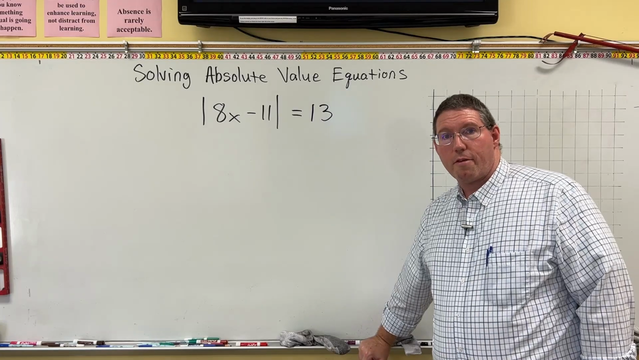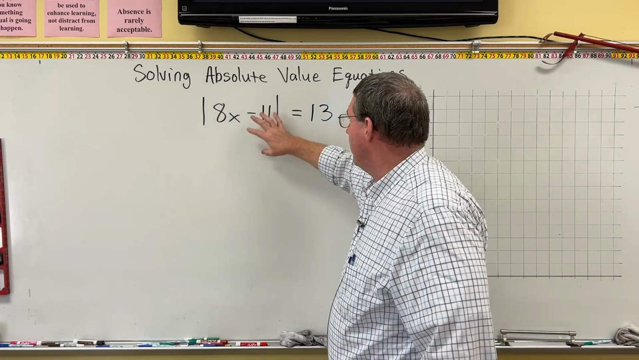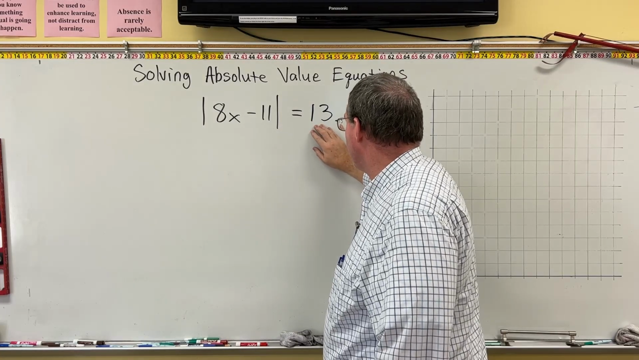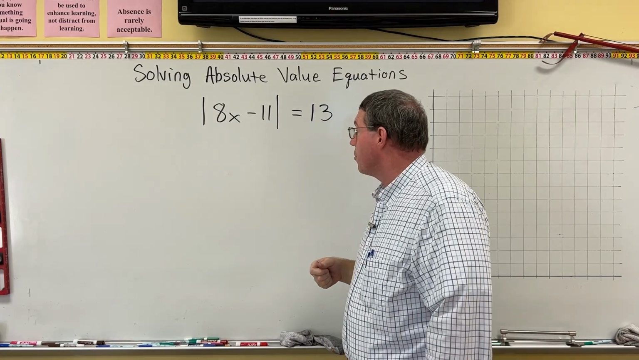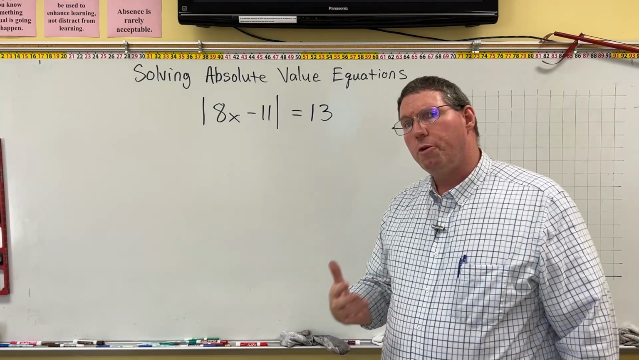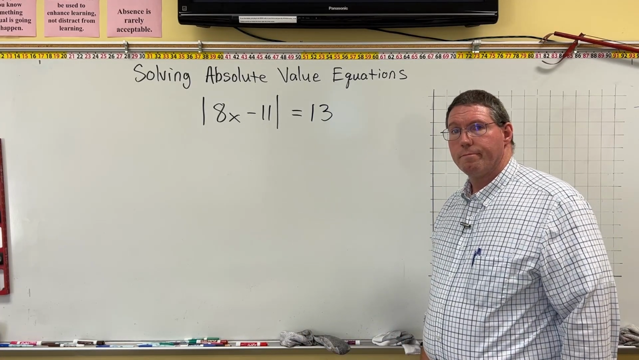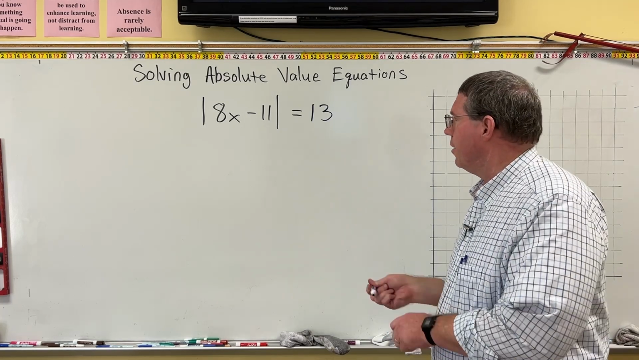All right, let's try this example. This one's pretty easy. We have the absolute value of something is equal to a positive 13, so there's definitely a solution, which means there's probably two solutions. Do you want to try pausing the video and try this on your own? All right, let's see what I can do.